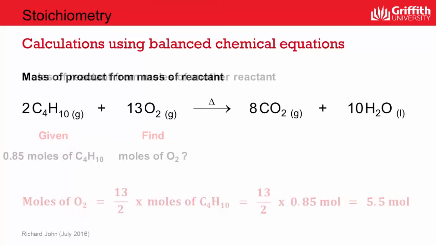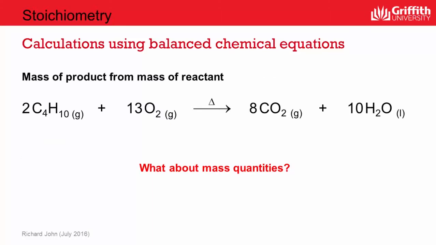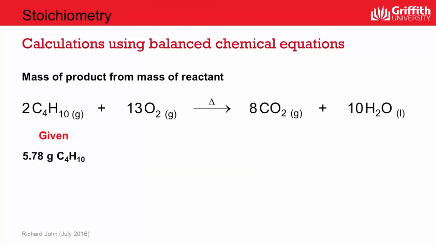The problem is, we never weigh out moles in the laboratory. We typically weigh out mass quantities. So what about mass quantities? What if I were given a mass of butane of 5.78 grams and asked to find what the mass of carbon dioxide produced will be?